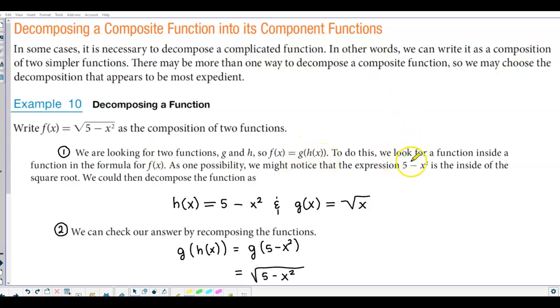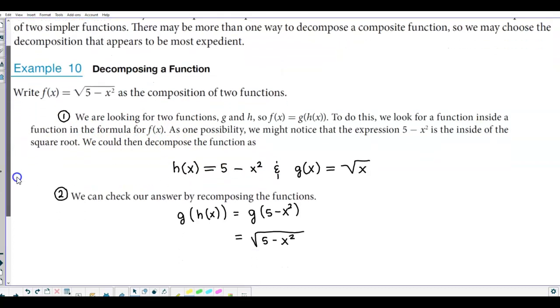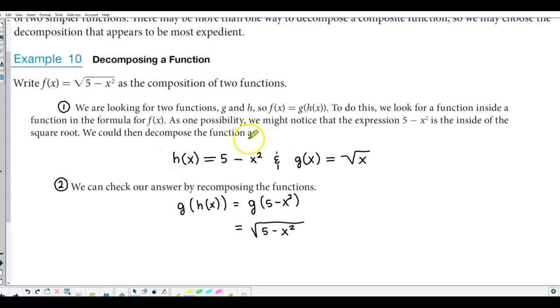To do this, we look for a function inside a function in the formula for f of x. As one possibility, we might notice that the expression 5 minus x squared is the inside of the square root, and we can then decompose the function as follows. We can say that h of x represents 5 minus x squared, and that g of x is the outside function, the square root of whatever that input is. We can call it x.